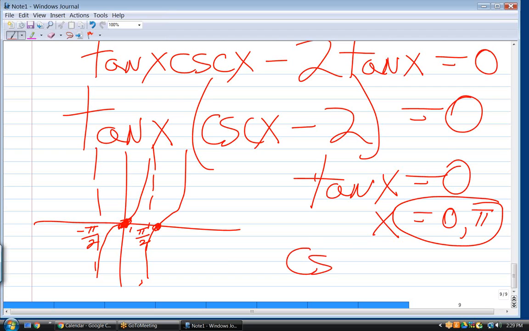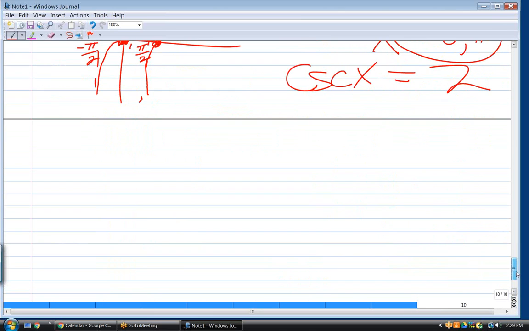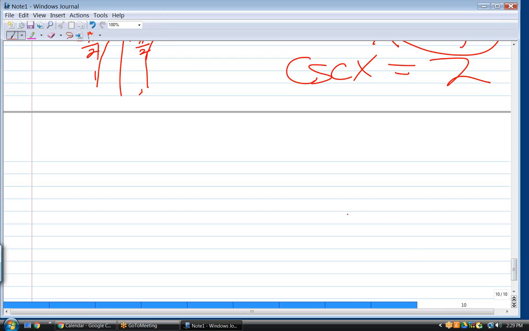And then where is cosecant x equal to 2? Then I would do sine of 1 over 2. Correct. Where does that occur? That occurs at pi over 6, and where else? 5 pi over 6. Yeah, first and second quadrant.